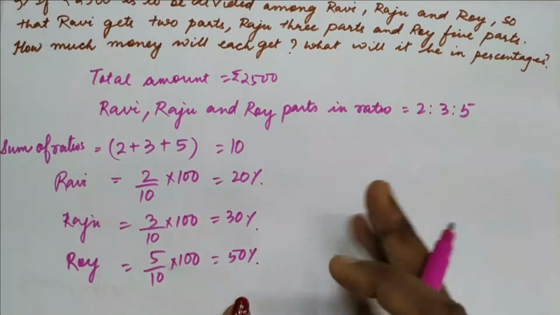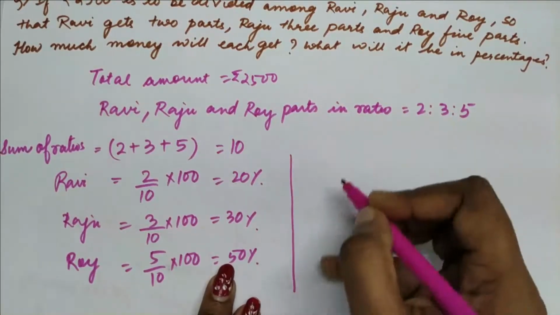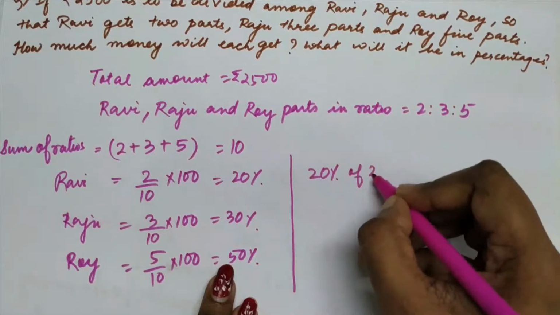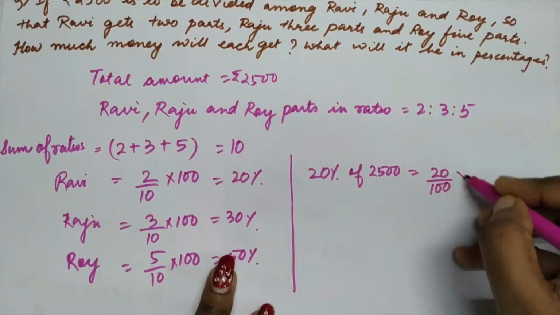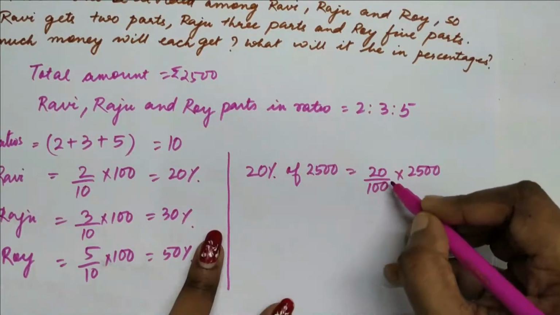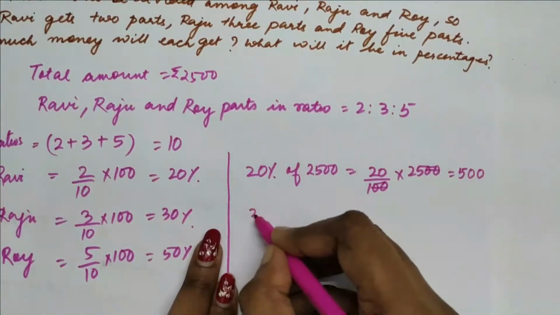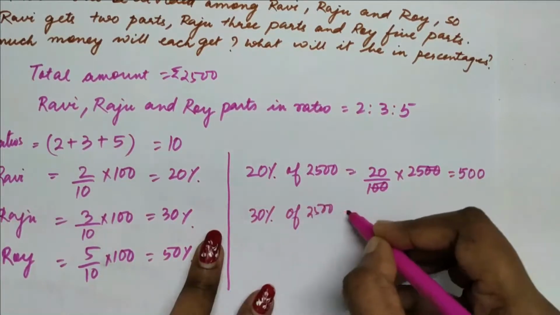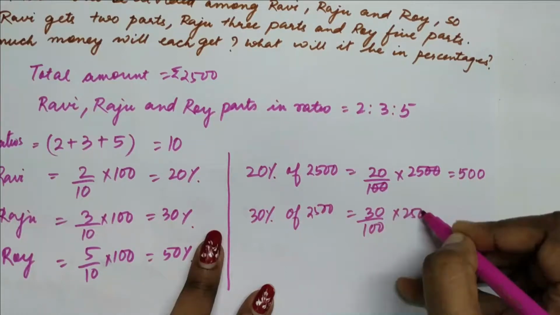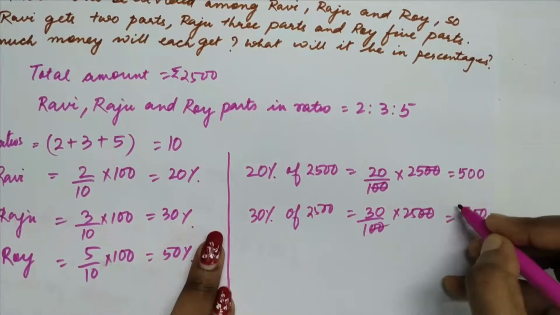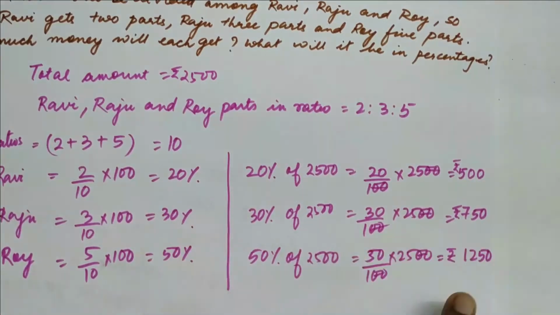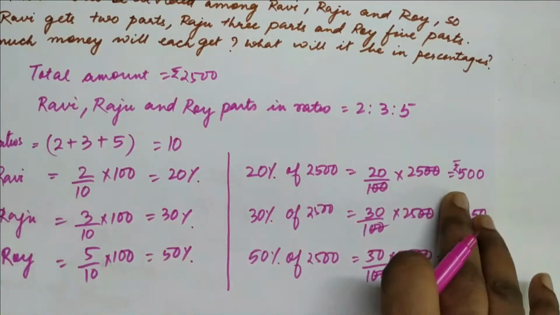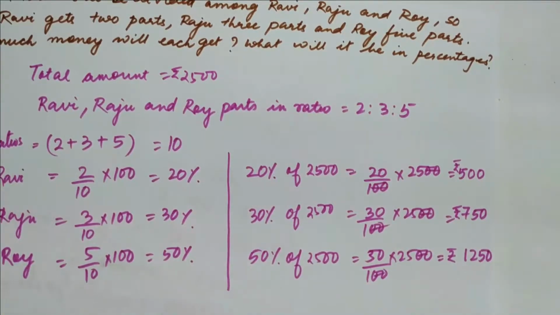After getting the percentage, how much money will each get? You can do it in any way which is easy for you. So now 20% of 2500 is how much? Because the total amount is 2500. So now 20 by 100 into 2500, you get 500. 30% of 2500 is 30 by 100 into 2500, that is 750 rupees. And 50% of 2500, that is 1250. So now you can see that Ravi's 20% was 500 rupees, Raju's 30% is 750 rupees, and Roy's 50% is 1250 rupees.